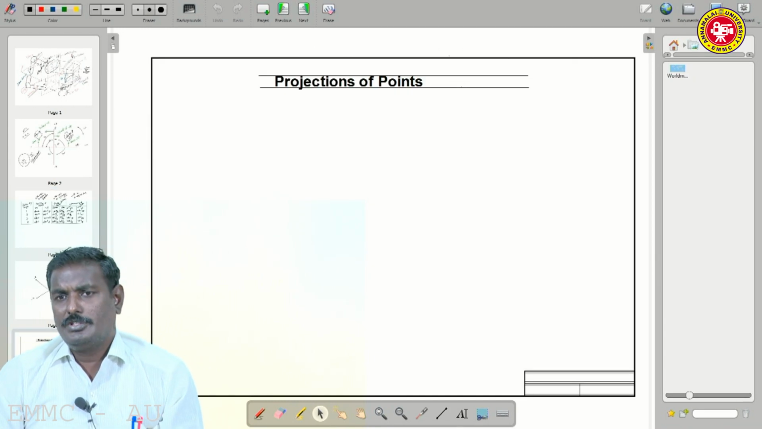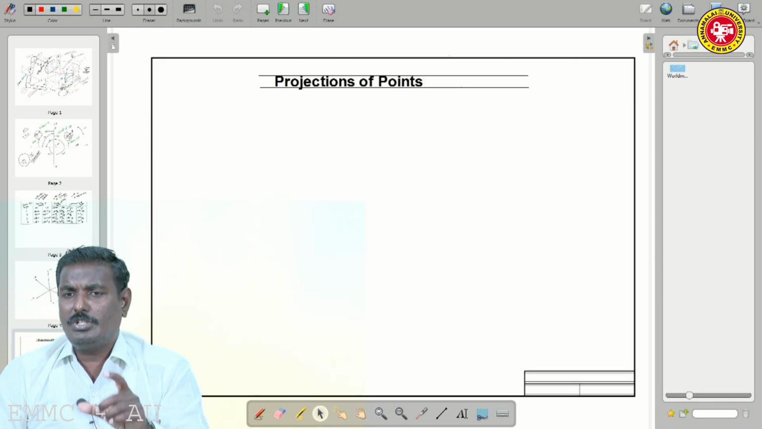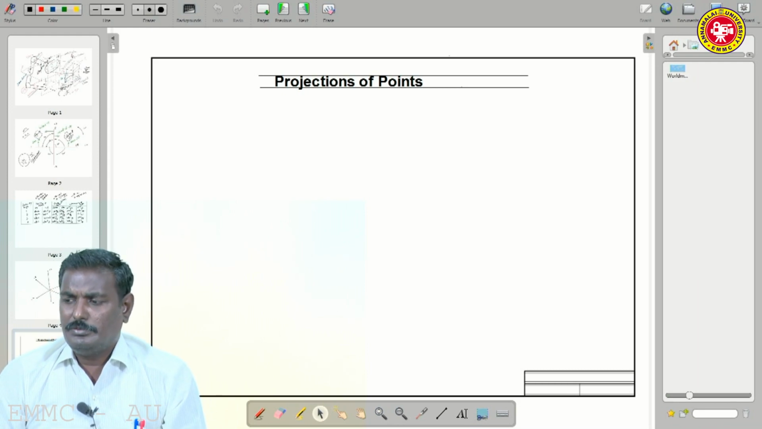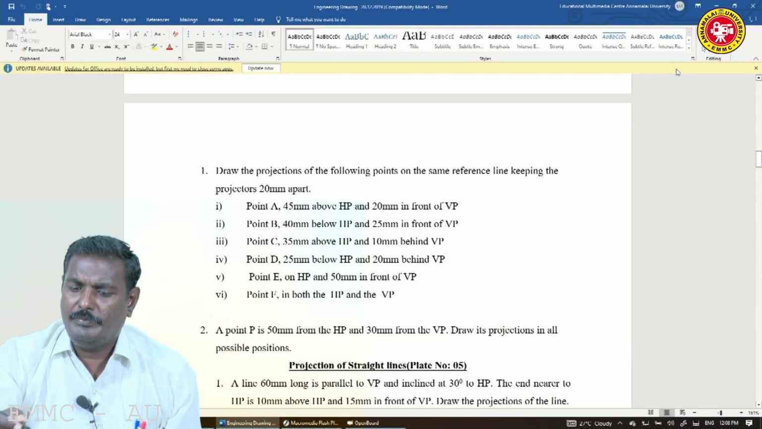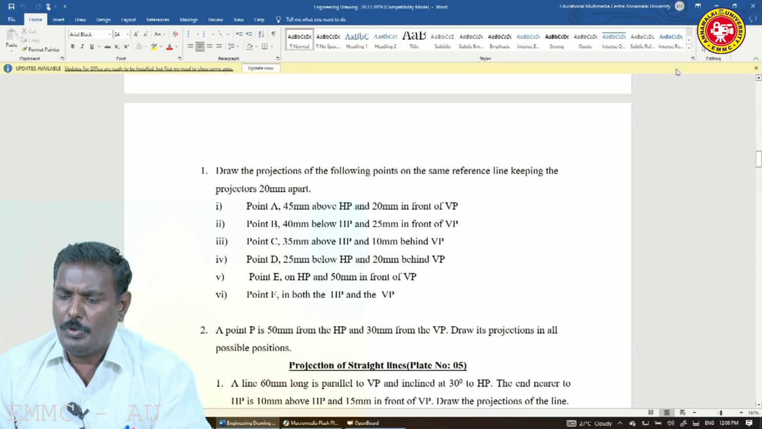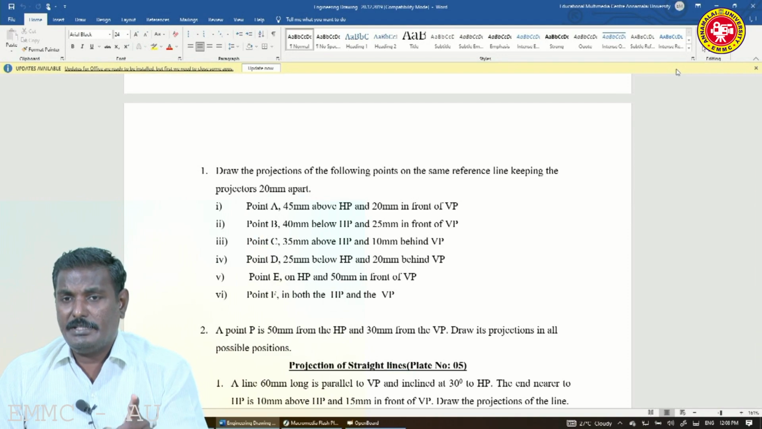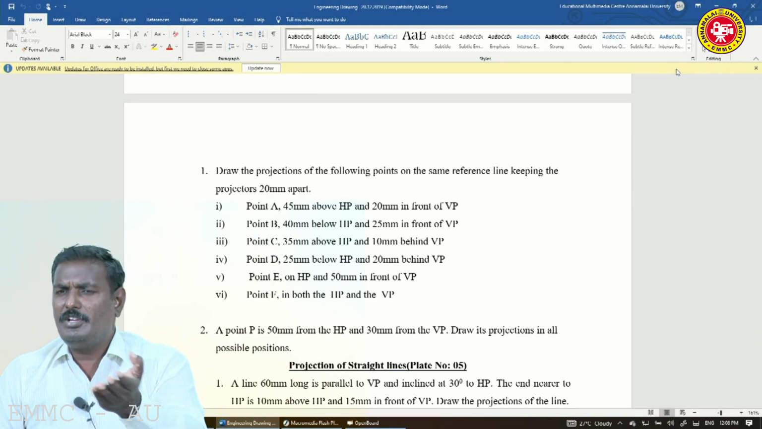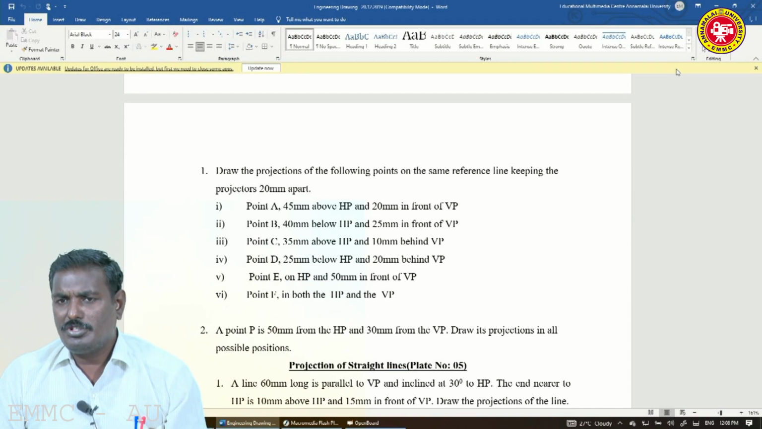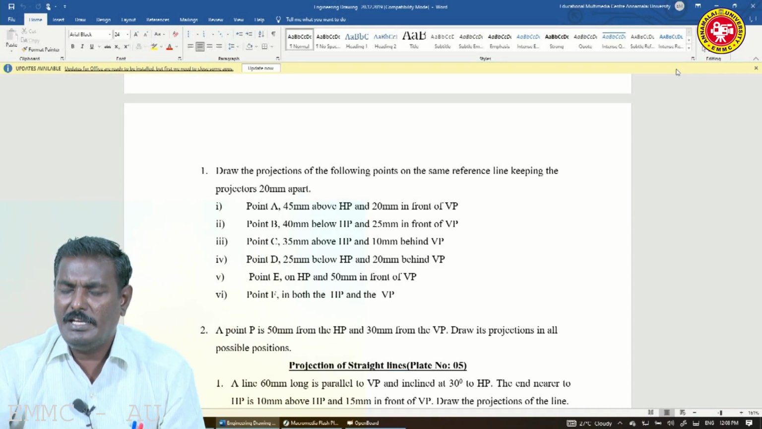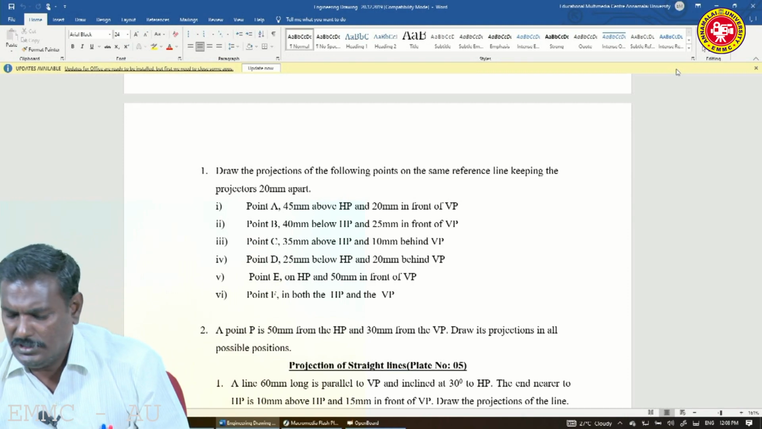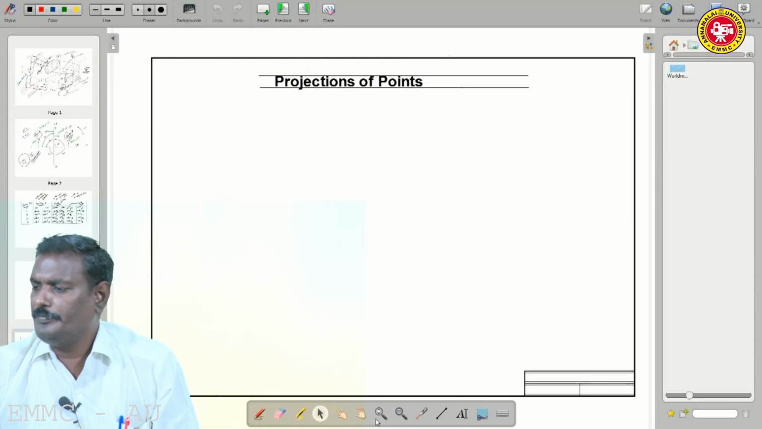Now let us look at the problem. What is the problem? Draw the projections of the following points on the same reference line, no need for different reference lines, keeping the projectors 20 mm apart. So first we have to draw a reference line. Then point A, 45 mm above HP and 20 mm in front of VP. For this we have to draw this.